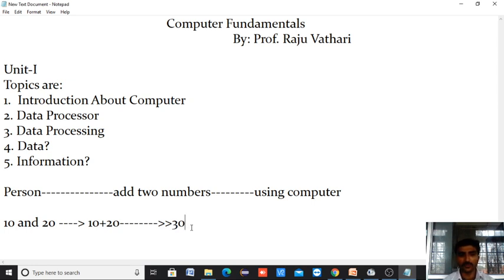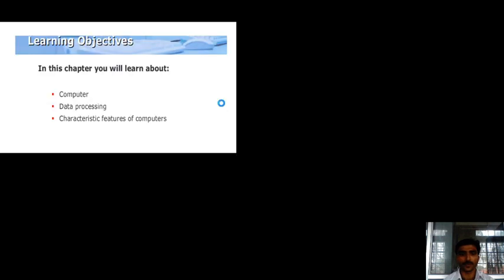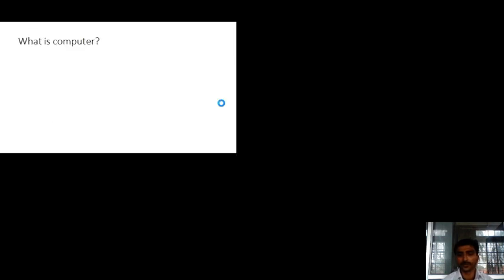Now let us study the introduction of computer and data processor, data processing, data and information. Okay, let us start. Now, introduction about the computer. So what is a computer?